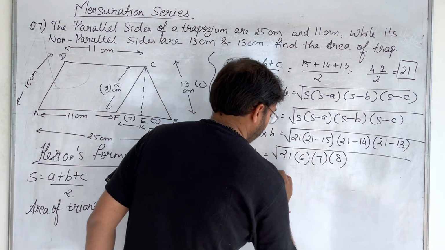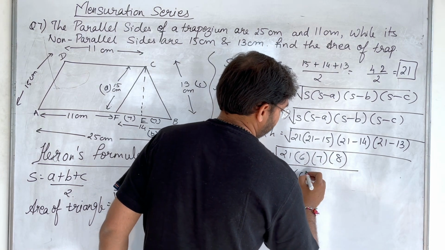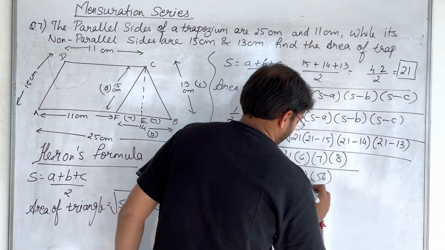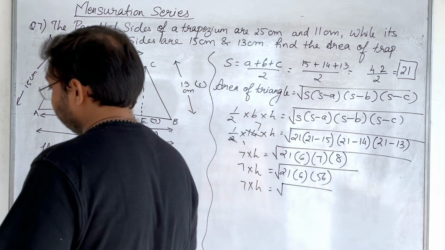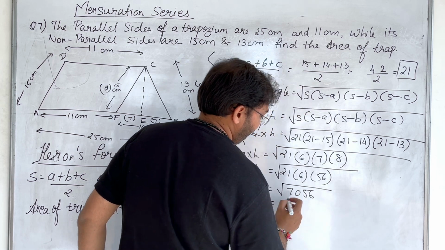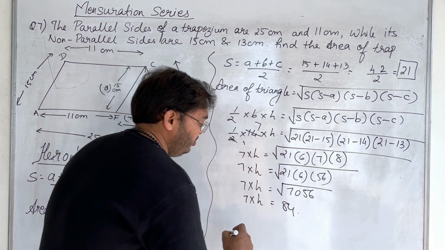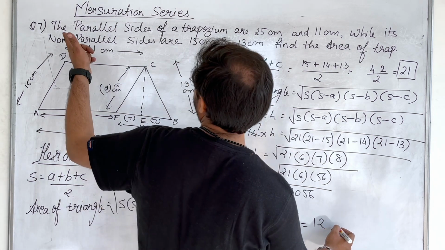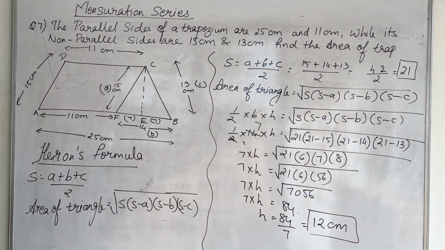Let's multiply this whole. On multiplying, what do we get? That is 21, 6 as it is, 8 7s are 56. When you multiply this whole, you are going to get the answer 7056. And if I take the square root of this, I am going to get 84. 7 into H. So H equals 84 divided by 7, which is equals to 12. And what's the unit? Centimeter. So I got the height of the trapezium. Height of the trapezium is 12 centimeter.